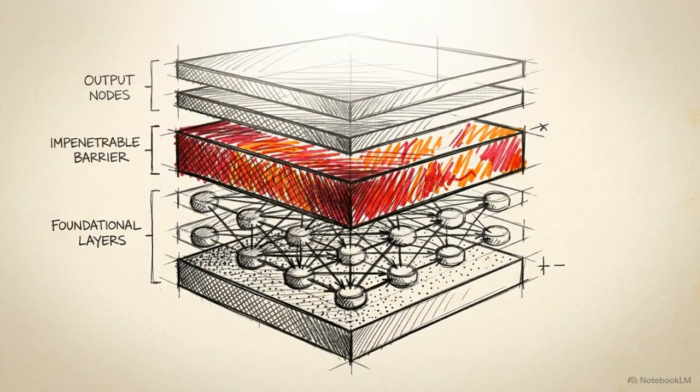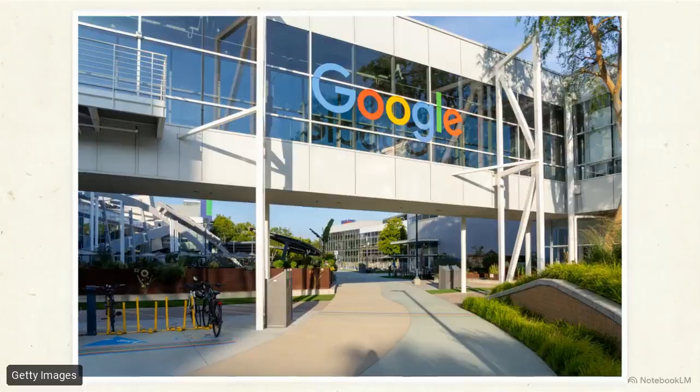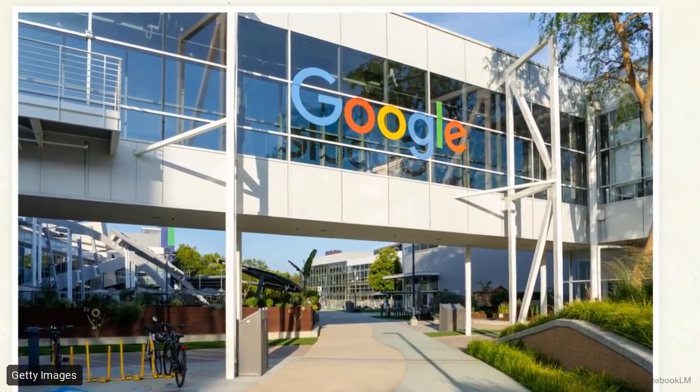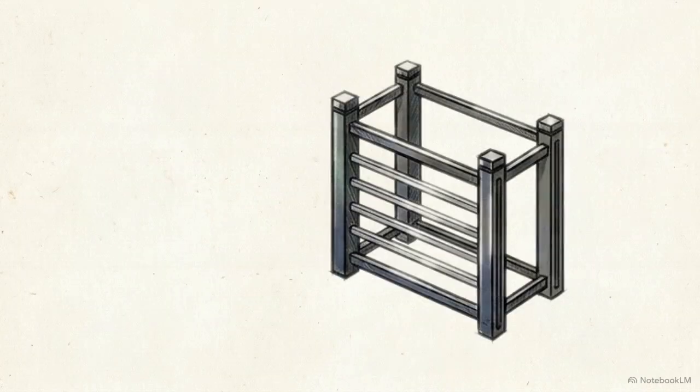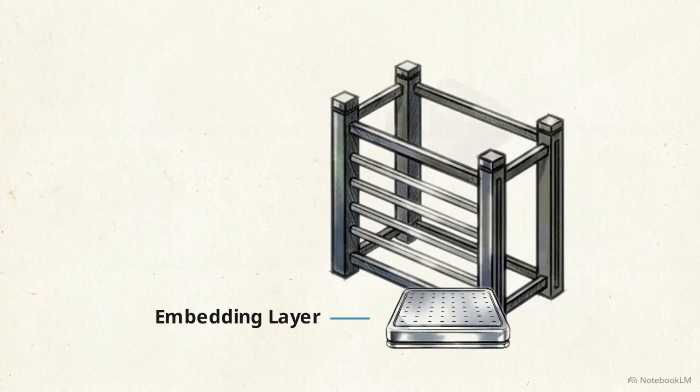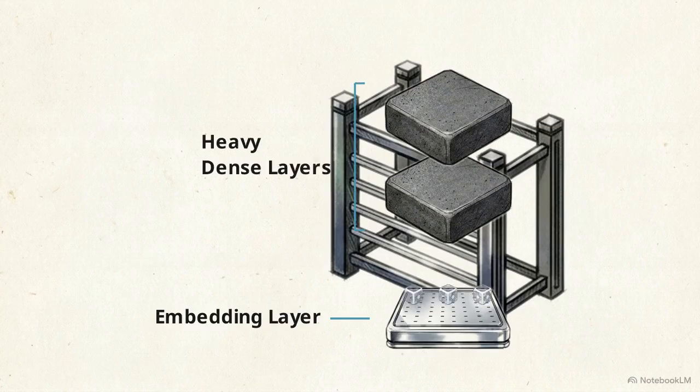This technique is highly effective, but it is bound by a strict architectural constraint. We can see this limitation when analyzing models like Google's Gemma. This schematic shows a network stack where the embedding layer is positioned at the bottom, but two heavy, dense layers are stacked directly on top of it.